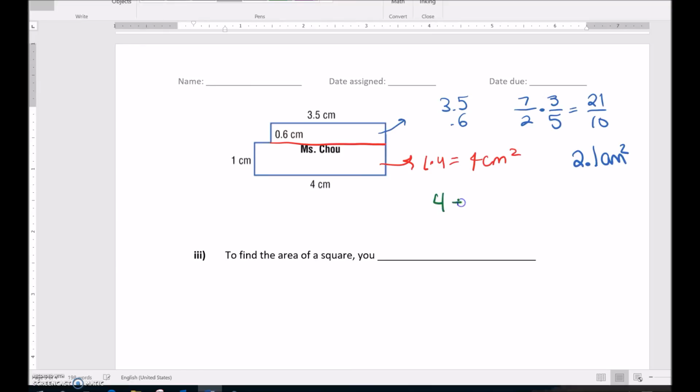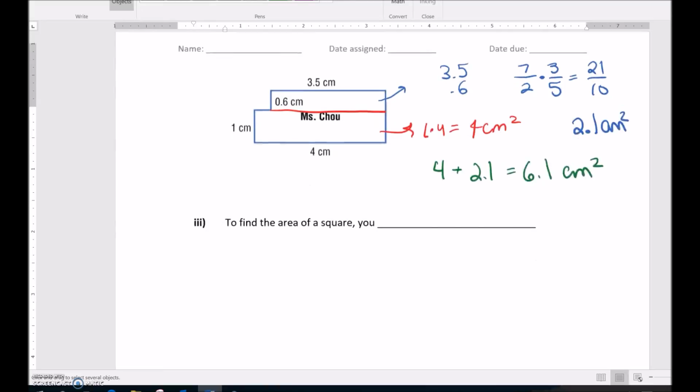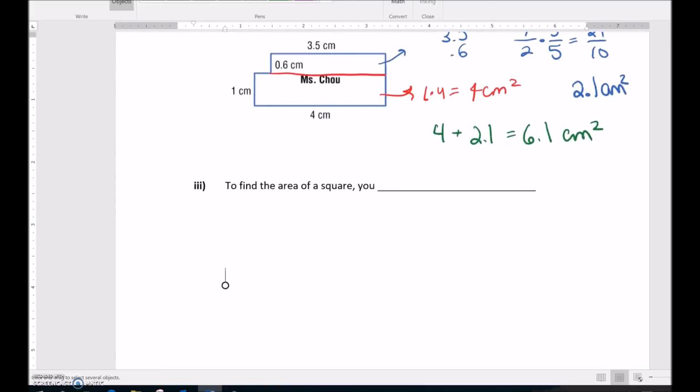You do 4 plus 2.1 square centimeters is 6.1, 6 and 1/10 of a square centimeter. Okay. Now, a square, by the way, because a square is a rectangle, a square behaves like a rectangle. And we can say that's 4. Actually, that's a bad choice. Let's pick a different number. Let's say that that's 5 centimeters.